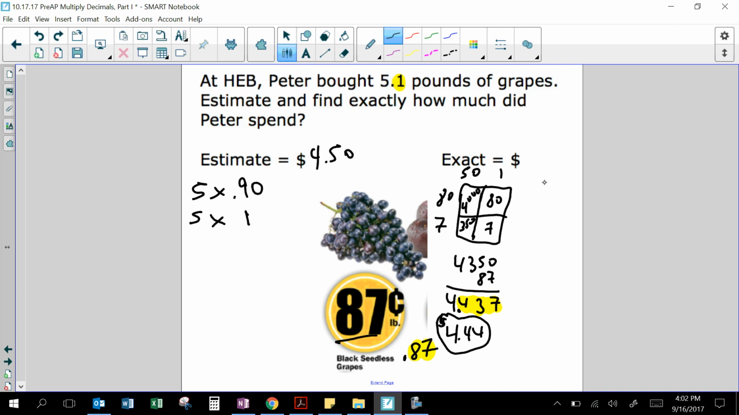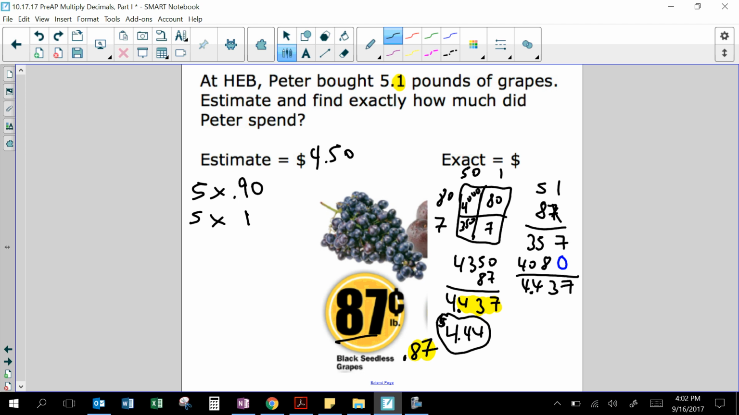Another way you could have done it is pretend it's just straight up regular whole number multiplication. 51 times 87. 7 times 1 is 7. 7 times 5 is 35. We're done with this one, so let's put a 0 placeholder here. 8 times 1 is 8. 8 times 5 is 40. If you add this up, you also get the same thing as the partial product.